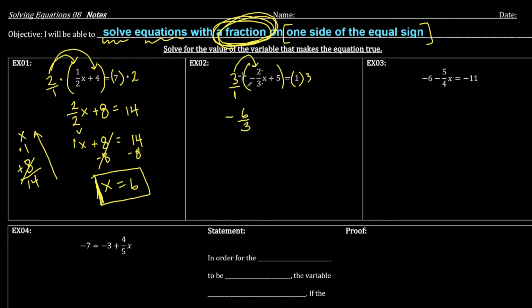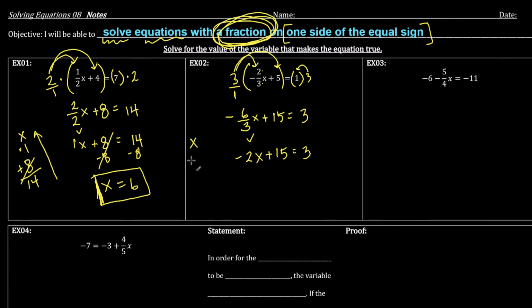And then I'm done there. And then positive times a positive is a positive. 3 times 5 is 15. Equals, don't forget, 3 times 1 is 3. Let's simplify. So 6 divided by 3 is 2. So negative 2x plus 15 equals 3.